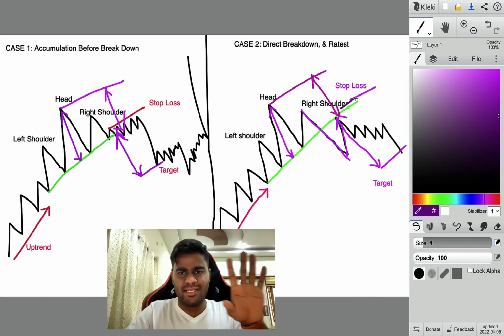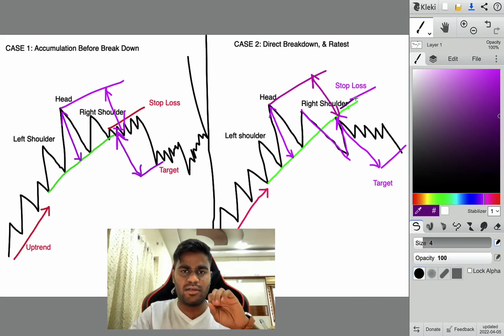So this is a basic pictorial presentation of the head and shoulder pattern, and these are the two cases where I personally take trades based on the head and shoulder pattern. Now you can't see this so clean in a live market. You need to be a little smart to catch this head and shoulder pattern. Now let's see the market charts, how they look and how we can find the head and shoulder pattern.